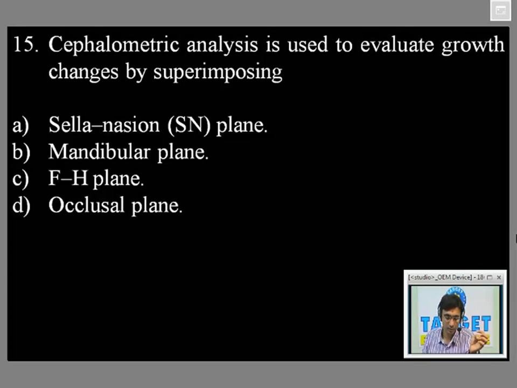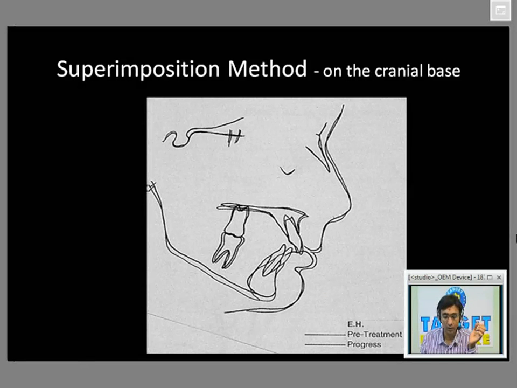We move on to the 15th question. Cephalometric analysis is used to evaluate growth changes by superimposition. Like how I told you, there are certain structures which are farther from the structures which we want to study, and they are already grown. So on these structures we superimpose. For example, in this picture you will be able to see, if you superimpose on the cranial base, that is from sella to nasion, you will be able to find how much the mandible has moved, how much the maxilla has moved, how much the teeth have moved with respect to the base of the cranium.